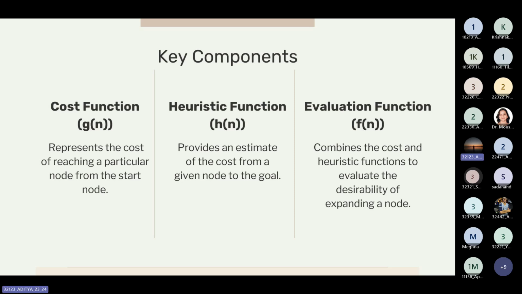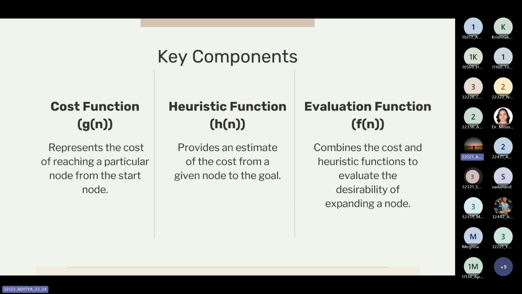Let's look at what the cost function is. The cost function represents the cost of reaching a particular node from the start node. So now, if I want to reach the college, I have to take path A. There are two roads which I need to traverse when I go from my house to the college. The cost function is the distance of road A and road B from my house. That is the cost of going from my house to that road. The A-star algorithm takes that into consideration.